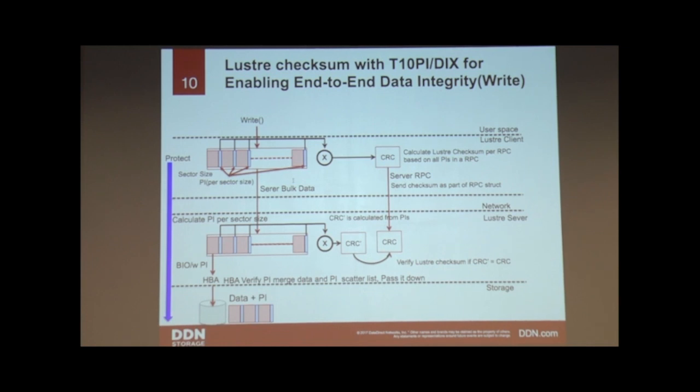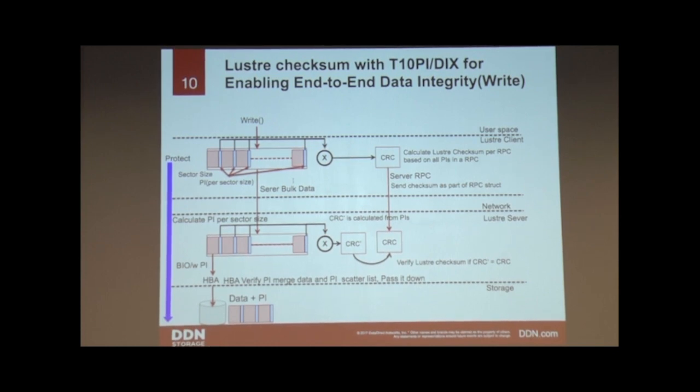When your application is writing and the Lustre client is generating the RPC, it calculates the T10-PI checksum for every sector size. Once you have created the RPC, you have multiple T10-PI checksums. Then the Lustre checksum is calculated based on the T10-PI checksums, so this is the checksum of the checksum. Then the Lustre client sends the data to the server, and at the same time sends the calculated checksum to the server as well.